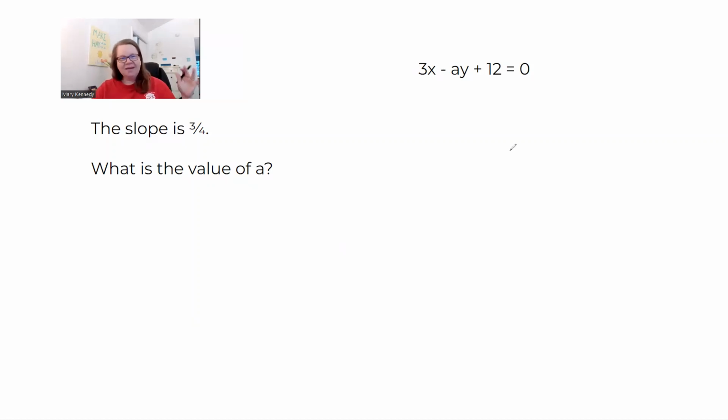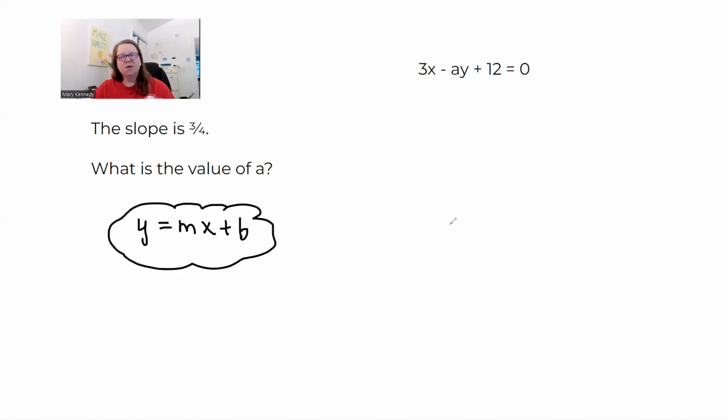Now, when in doubt, solve for y. Put it in y equals mx plus b form. You're not going to go wrong by doing that. It may not always work, but I think it's going to work a lot of the time.